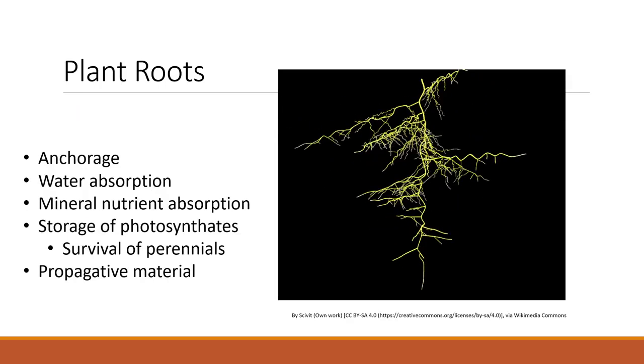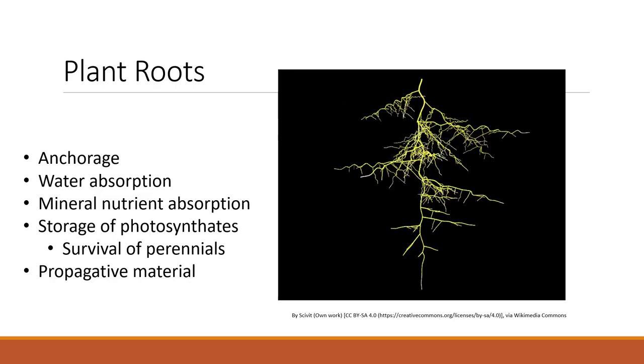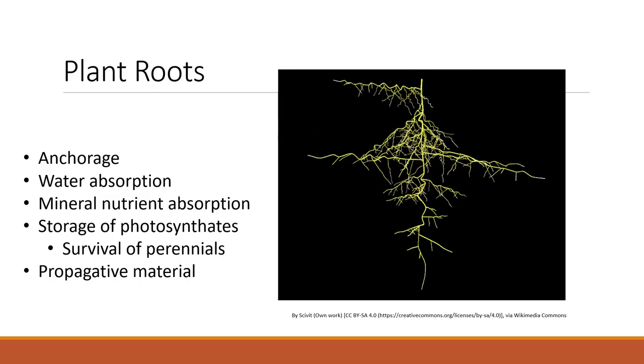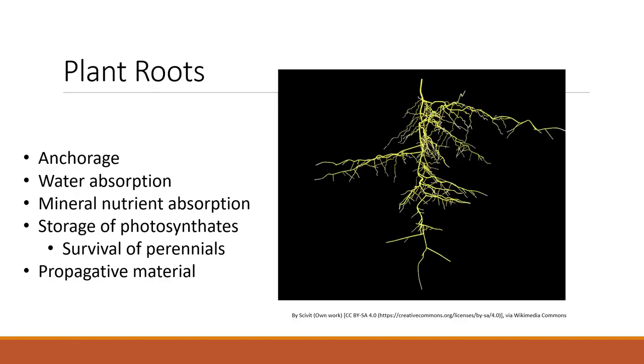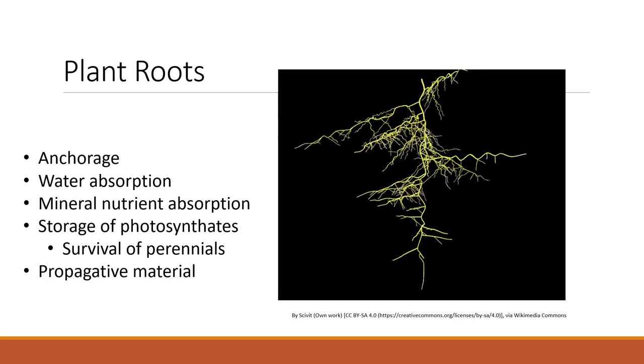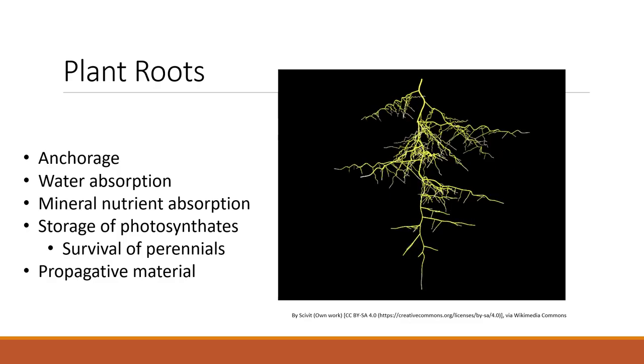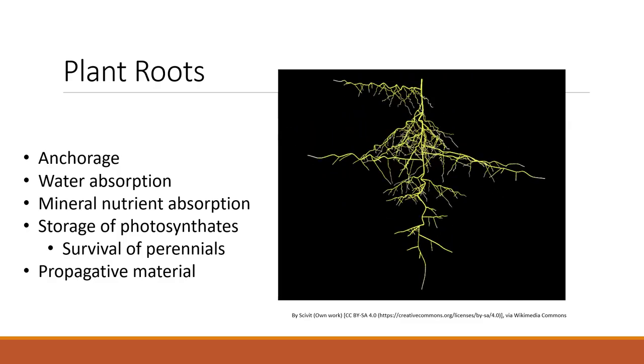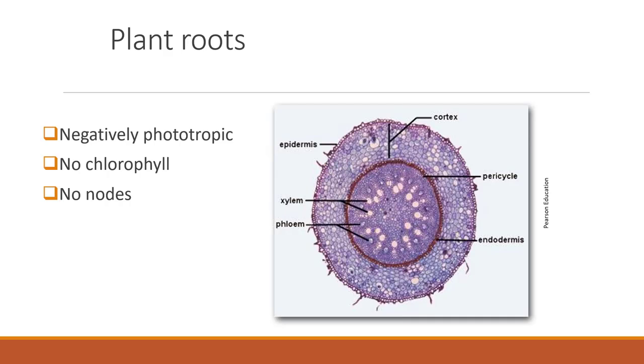So plant roots are used for anchorage. It's where the water is absorbed, where minerals are absorbed. It's a storage of photosynthates, that's the product of photosynthesis. This is how perennials survive, and it's used as propagative material. So they're negatively phototropic, which means they grow away from the light, and there's no chlorophyll there, and there's no nodes.